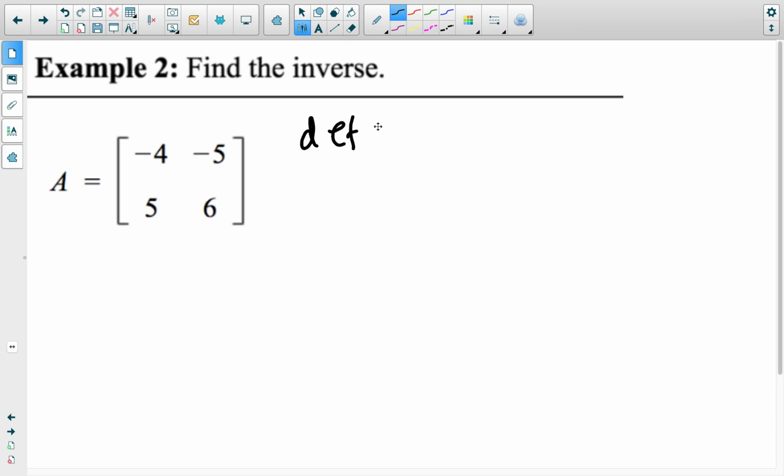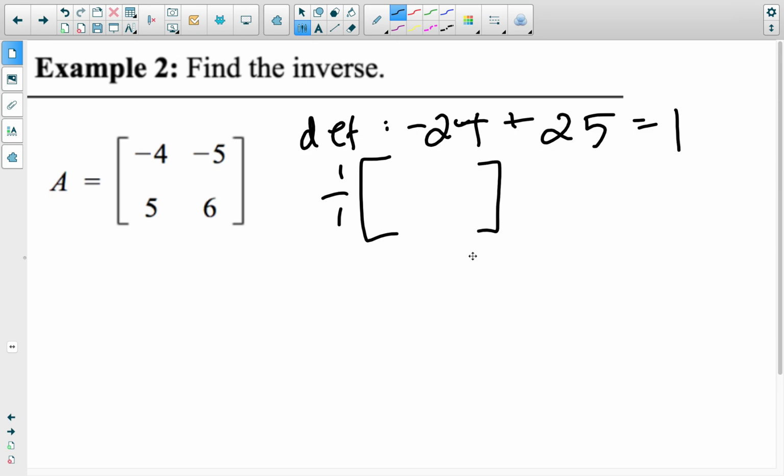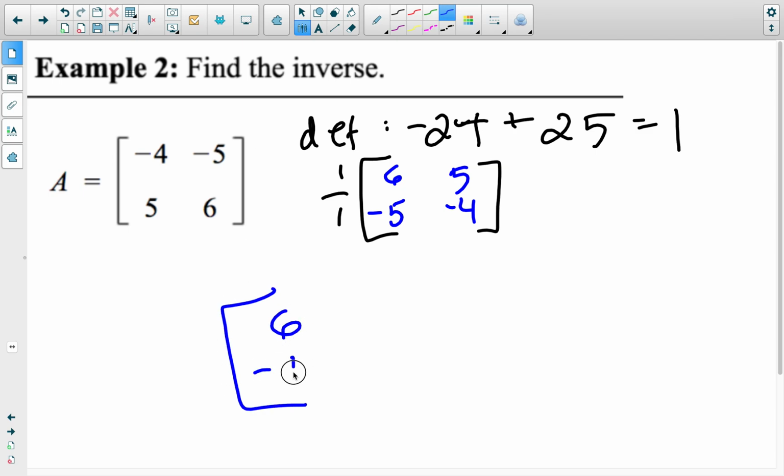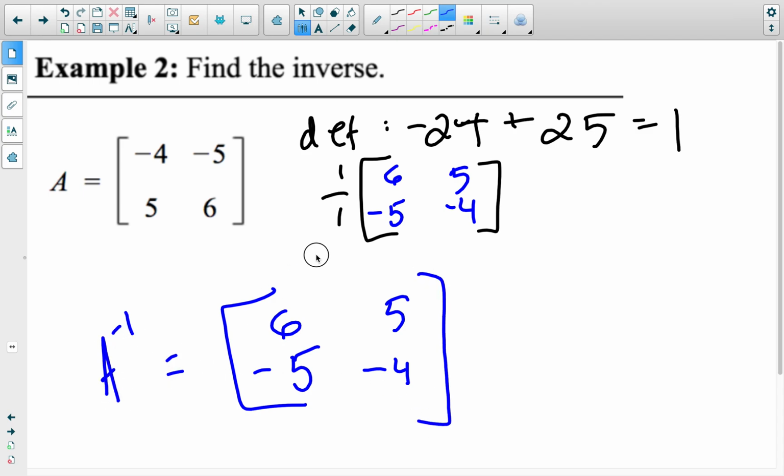Alright, so hopefully you calculated the determinant first. Take the main diagonal, -4 times 6 would be -24, minus -5 times 5, which is actually going to give us +25. So it's really nice here, this determinant is 1, meaning we don't have to worry about the 1 over 1 scalar multiplier, because it's not going to change the value of our inverse. Then we flip our 6 and our -4, and change the signs of our 5s and -5s. So our final answer is 6, -5, 5, -4, and that is our inverse matrix.